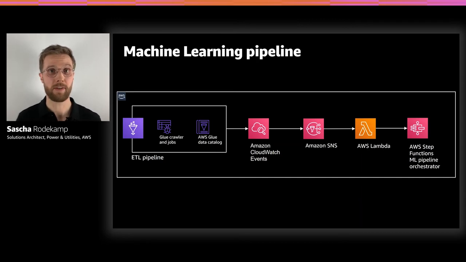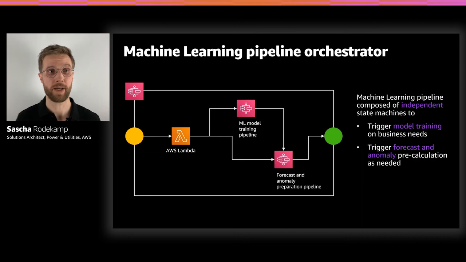And when we now dive into this machine learning pipeline orchestrator, we can see that it consists of another Lambda function and further state machines. The task of this first Lambda function is to decide if a model needs to be trained or retrained. Of course, you need an initial model, but afterwards you need to decide if you want to train or retrain this model on a periodic basis or each time new metadata arrives to learn usage patterns as fast as possible.